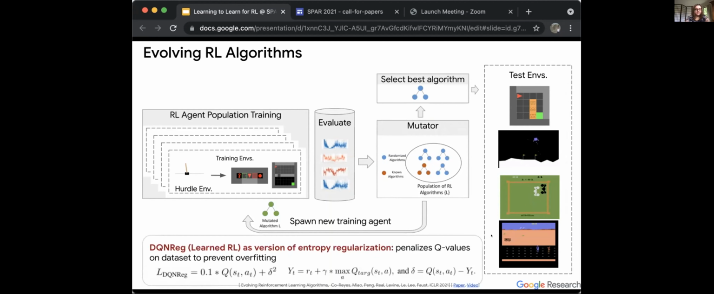And we come up with a DQN regularized algorithm, which is called LearnRL. It is actually a version of entropy regularization and similar to CQL now. It penalizes the Q values on the dataset to prevent overfitting, which is very interesting. That's what it came up with.